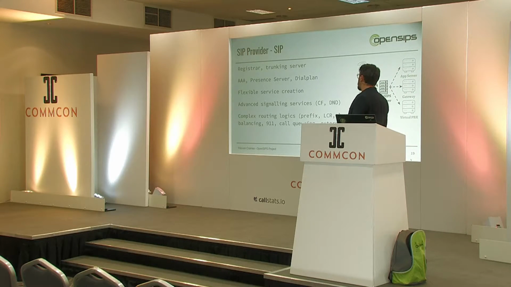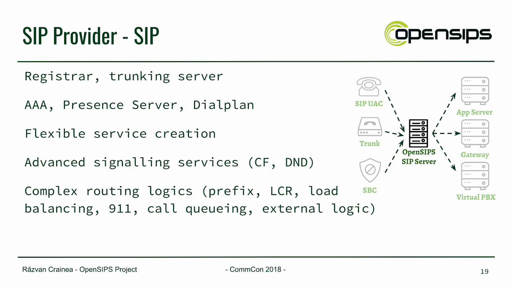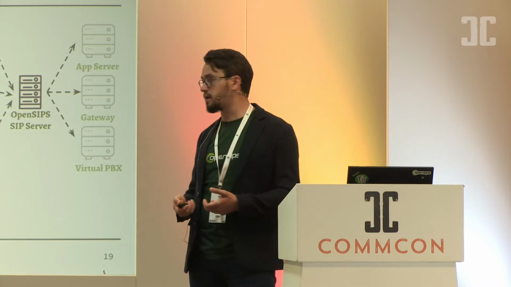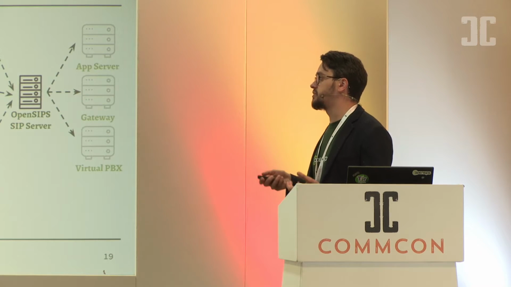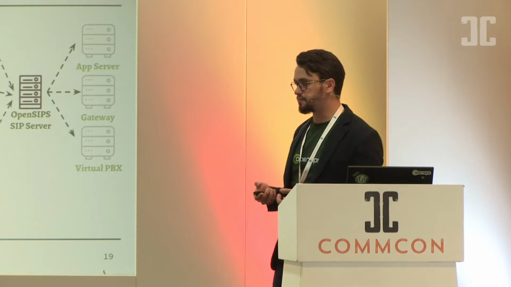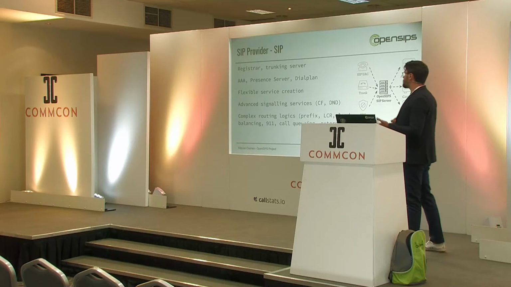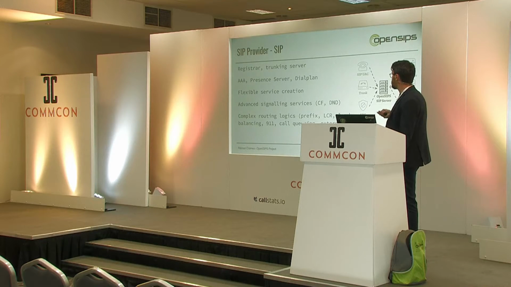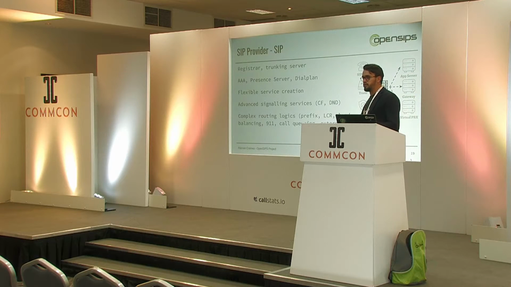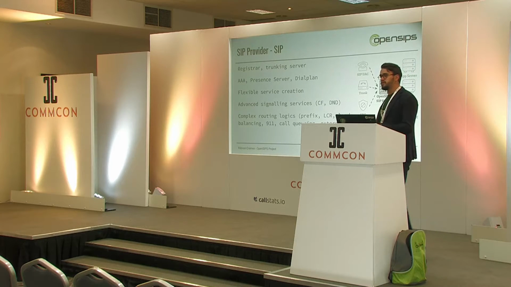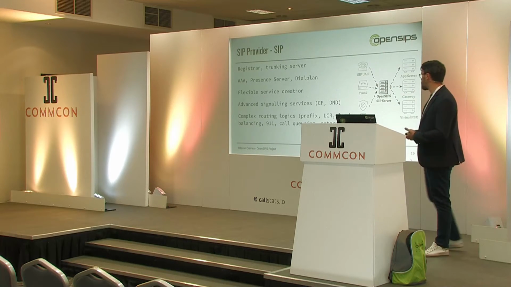As a SIP provider, OpenSIPS can act as a registrar and a trunking server. So it can handle thousands, millions of registrations at a time. It can work with millions of calls per second. So it can easily act as a trunking server just simply by relaying calls. It has a lot of features for AAA, for authentication, authorization, and accounting. It also can act as a presence server. It can enforce several dial plans and normalizations on the traffic.